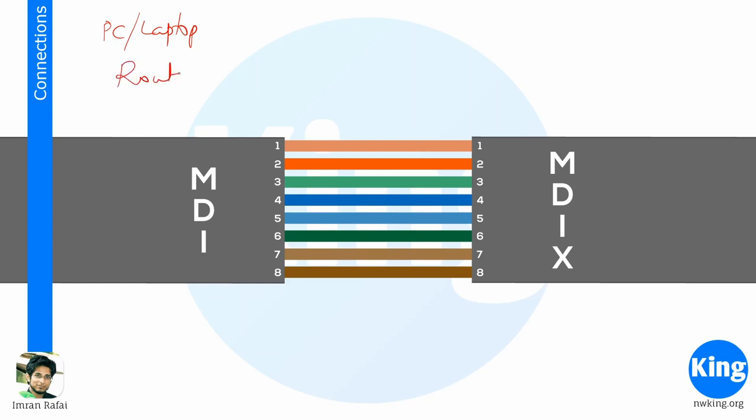Routers also have MDI, and wireless access points, this also has MDI ports. MDI-X ports are on switches or hubs, right? So the difference mainly is this.